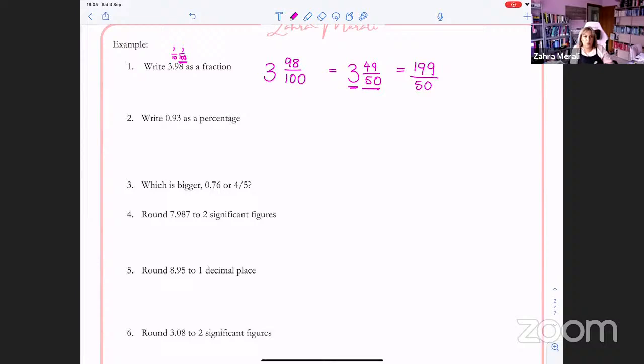We've got, right, 0.93 as a percentage. So if we're going from a decimal to a percentage, we're timesing by 100. So when we times by 100, remember we move the decimal point 2 places. So 0.93 times 100 is going to give you 93%.